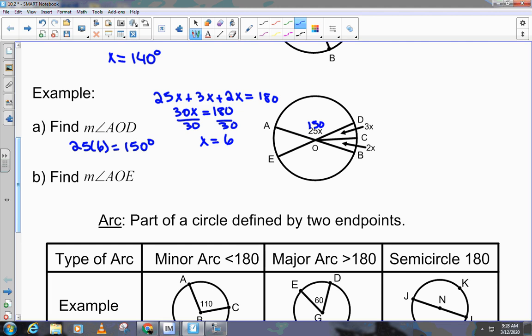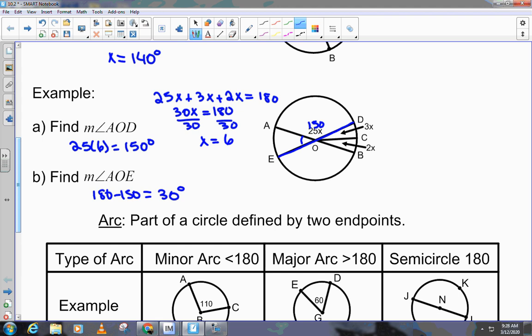So what if I wanted to find AOE, which is this angle right here? I subtract 150 from 180, because again I have another diameter, right? So these two added together is going to be 180. So 180 minus 150 is going to make AOE 30 degrees.